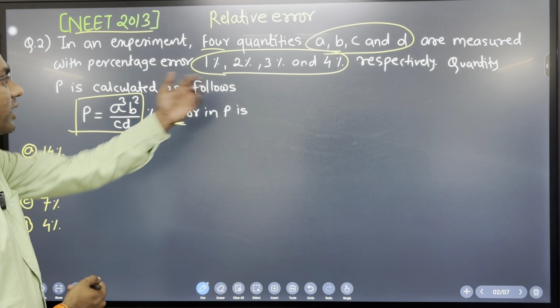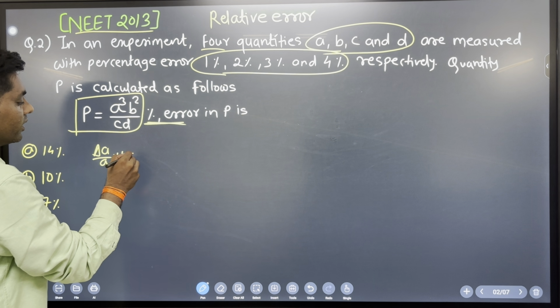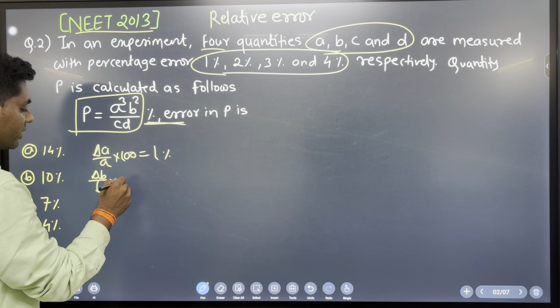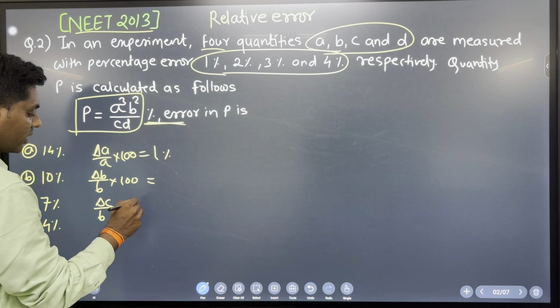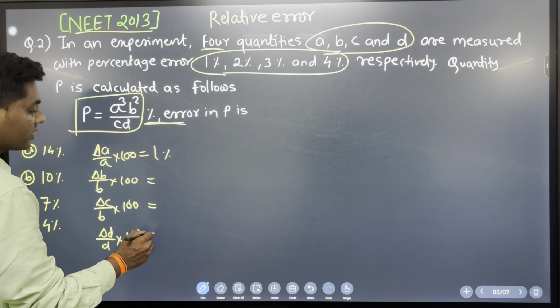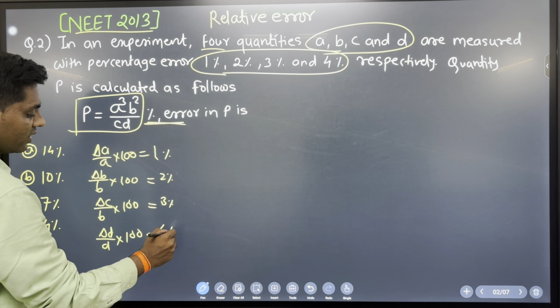So first of all we write down the given data. That is delta A by A into 100 is equal to how much percentage? 1%. Then delta B by B into 100. बहुत आसान है, आप इसको अच्छे से कर सकते हो. तो बोर्ड की तरफ ध्यान देना है और try करना है कि आप खुद भी इसको solve कर पाओगे. So very simple. What is the percentage error? 2%, 3% and then 4%.